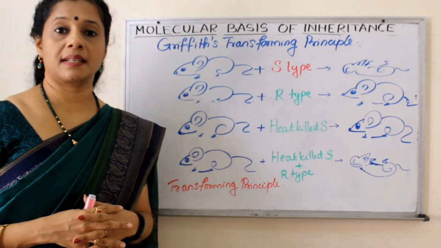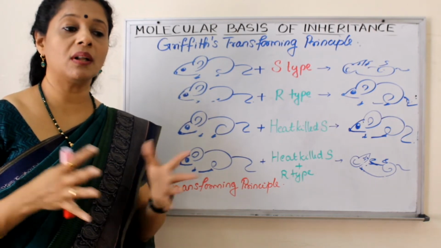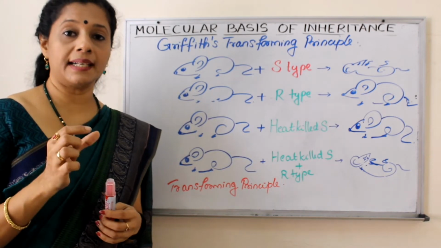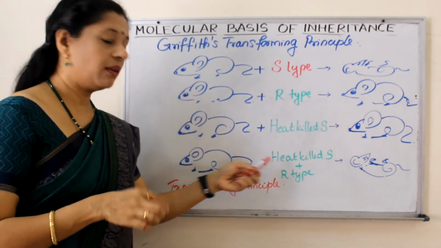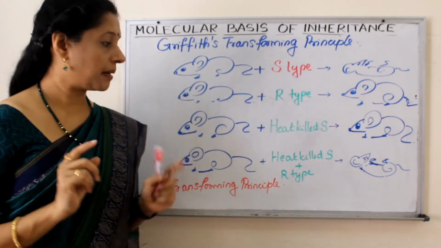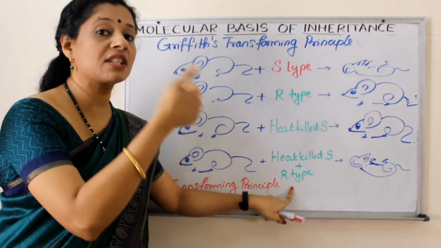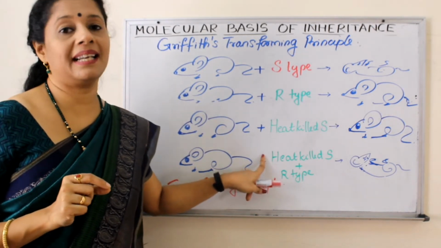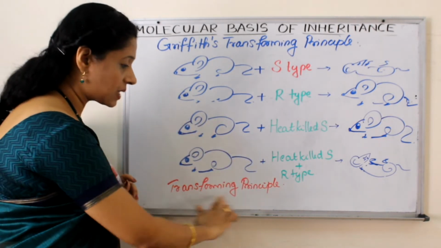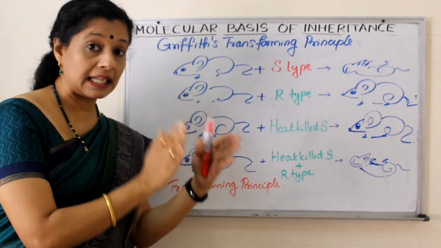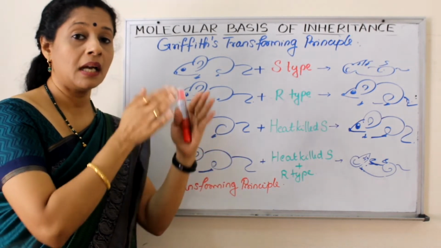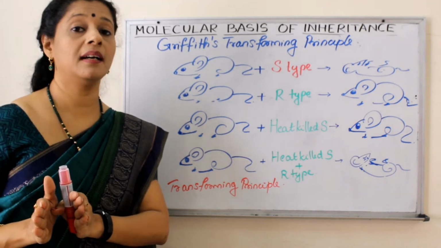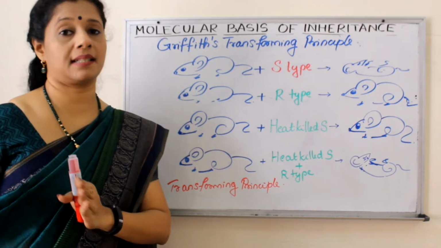So he was surprised. How could this happen? How could all these mice die because of pneumonia? So he understood the S-type dead one cannot come back to life. That is obvious. But this R-type must have transformed into S. But who must have transformed it? The heat killed S. So some transforming principle from the heat killed bacterium must have transformed the R-type non-virulent type of bacteria into the virulent type or the S type.